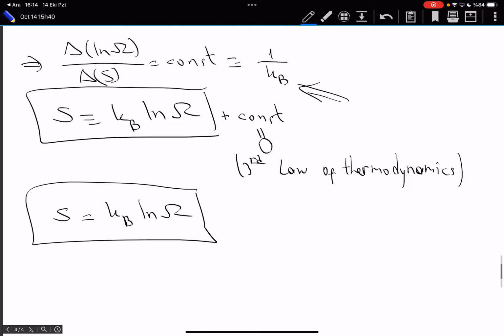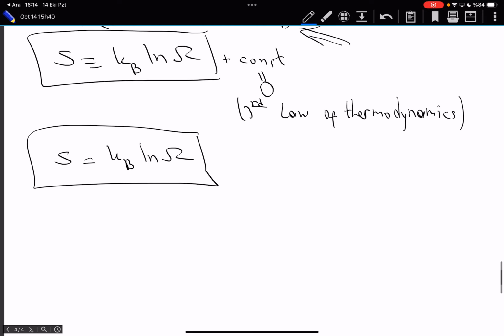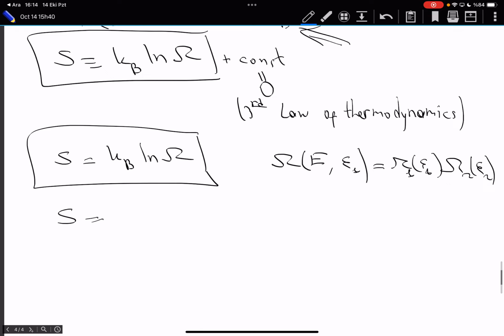Well, if the system evolves to more probable states, you see, omega, the total energy is fixed. Let's say epsilon 1 is variable, the subsystems can change energy. And we said that this is just omega 1 of epsilon 1 times omega 2 of epsilon 2. Now the entropy, this definition of entropy already says that it's an additive quantity. If your system is made up of two subsystems, the total entropy of your system will be just the sum.